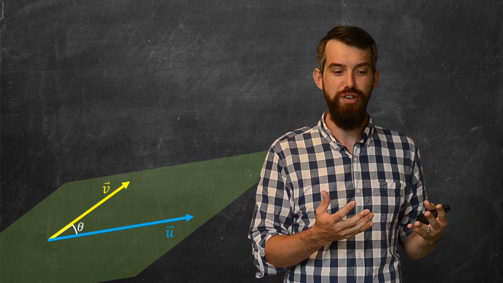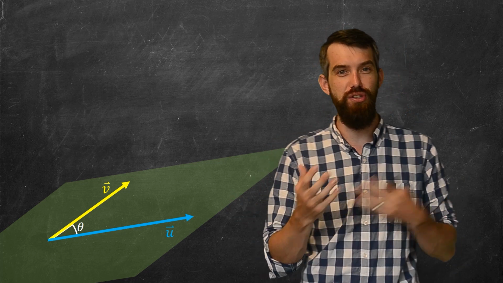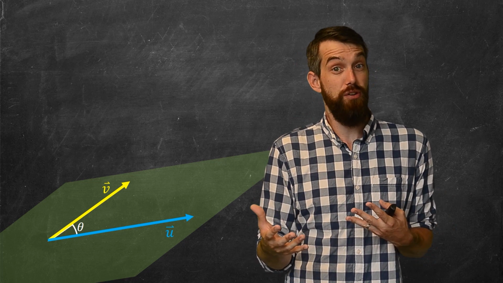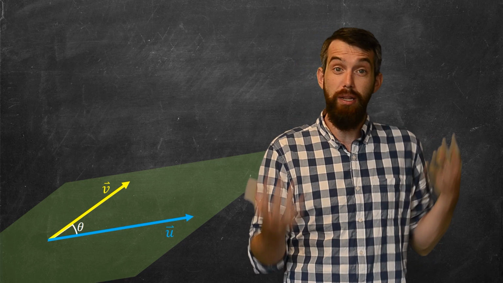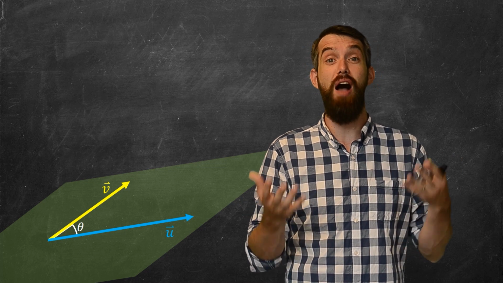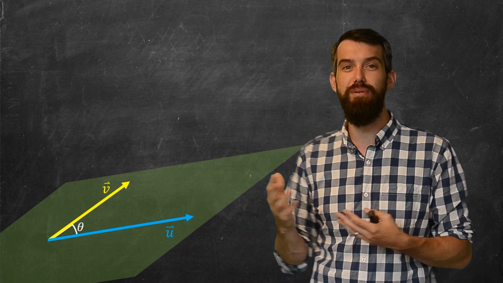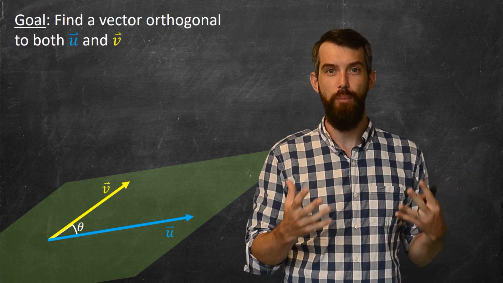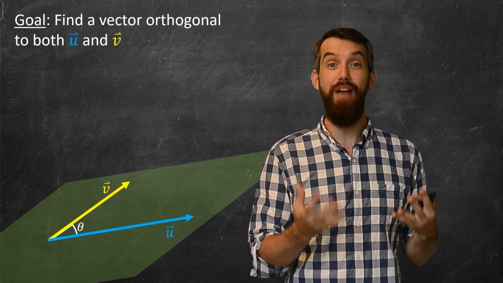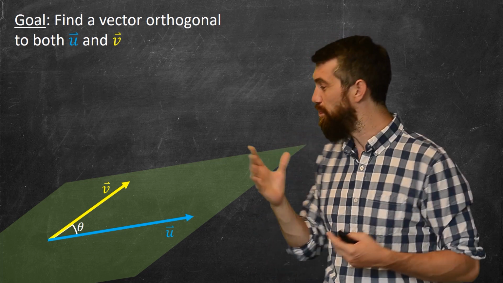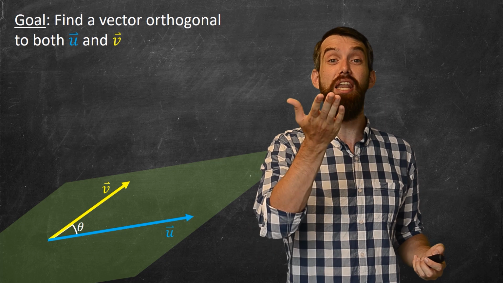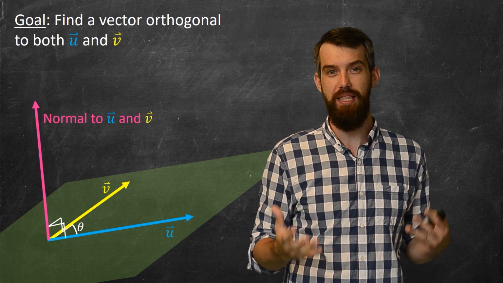So what I want you to do is consider two vectors u and v that have an angle theta between them. Now, assuming that those vectors are non-zero and that they're not parallel to each other, these two vectors are going to define a plane. And so what I've sketched here is a plane that is formed by these two particular vectors. Now, our goal is to find a vector that is orthogonal to both u and v, and indeed the entire plane. We're looking for a normal vector that looks something like this.